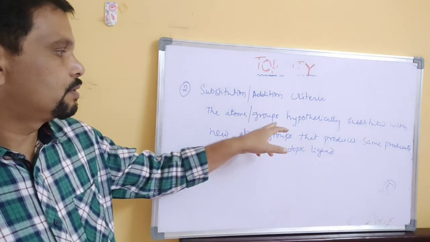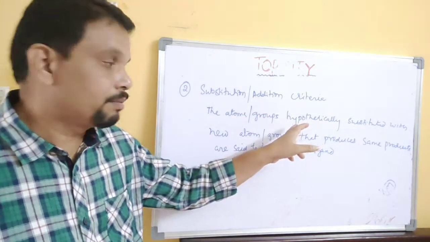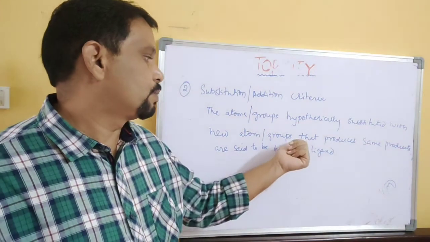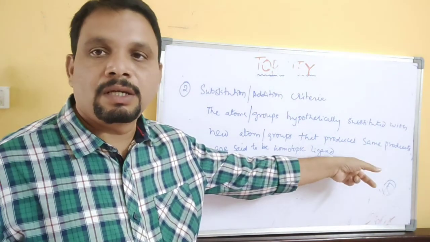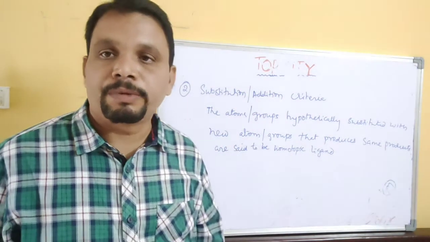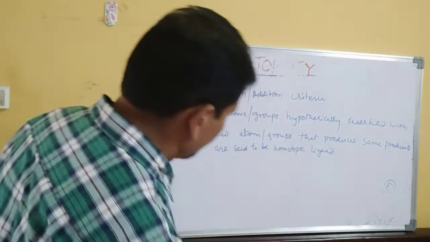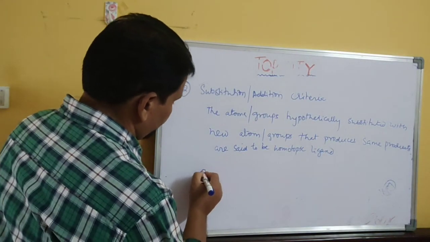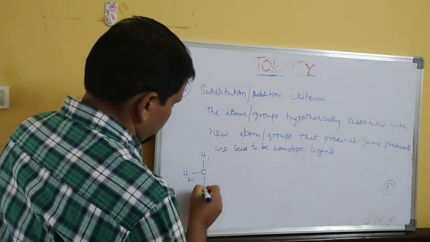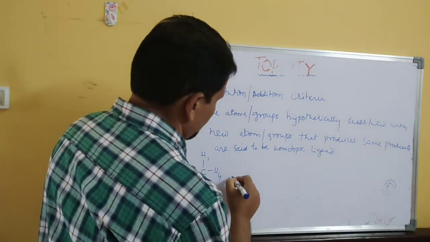So this is the substitution criteria, okay. The atoms or groups in a reactant, in a molecule, the starting material, hypothetically substituted with new atoms or groups that produce the same products, if they produce the same products, are said to be homotopic ligands. Simple example. So H1, H2, H3 and H4. This is the methane molecule.